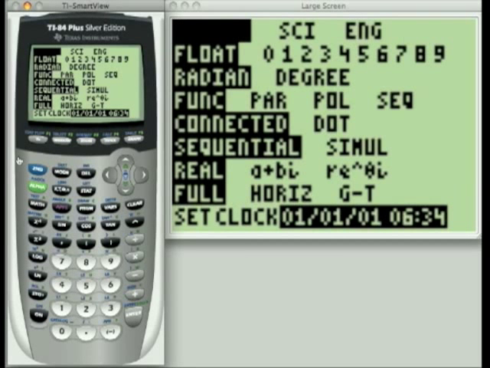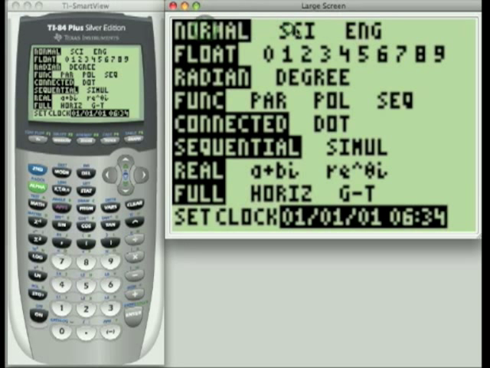The first row of settings in the mode menu is the numeric notation settings. In this row, we have three choices. We have normal, scientific, and engineering. By default, the calculator usually has normal chosen for you, which just means on the home screen, when you do any calculations, the numbers are going to come out as they normally would.